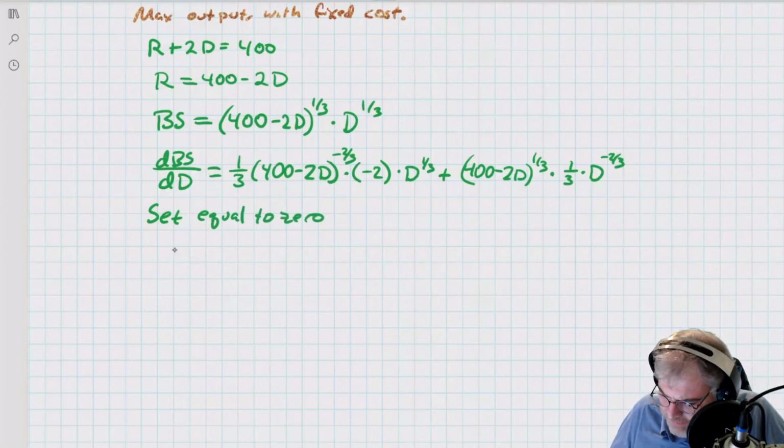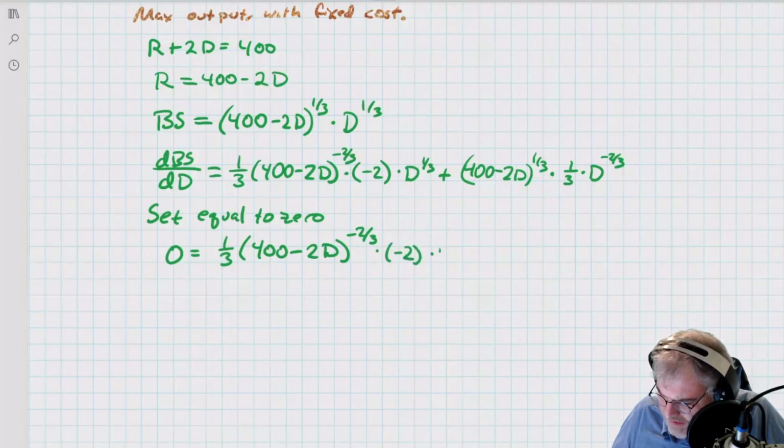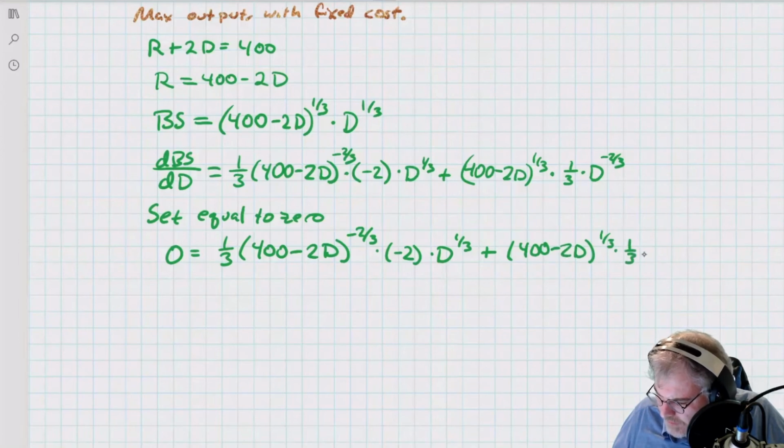Okay, and I get 0 equals 1/3 times (400 minus 2D) to the -2/3 times the -2, don't forget about him, times D to the 1/3 plus, oh, this is going to be beautiful. I sound like Donald Trump, don't I? I need to stop that. (400 minus 2D) to the 1/3 times 1/3 times D to the -2/3.